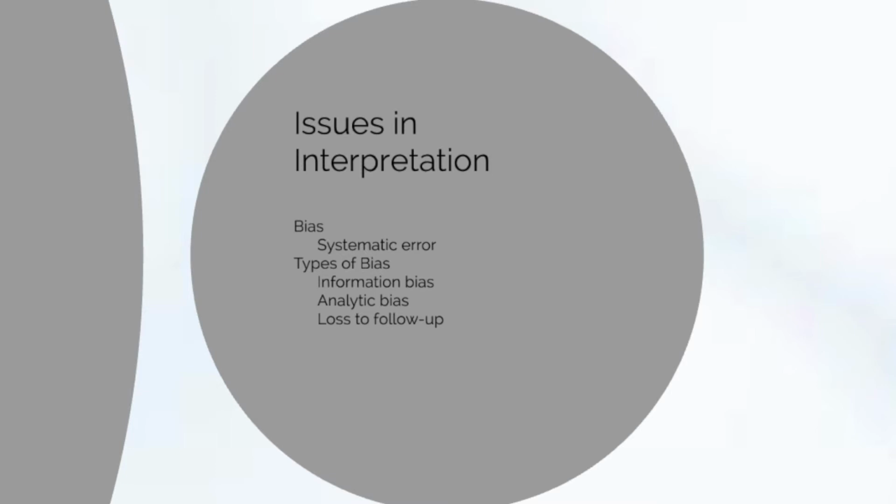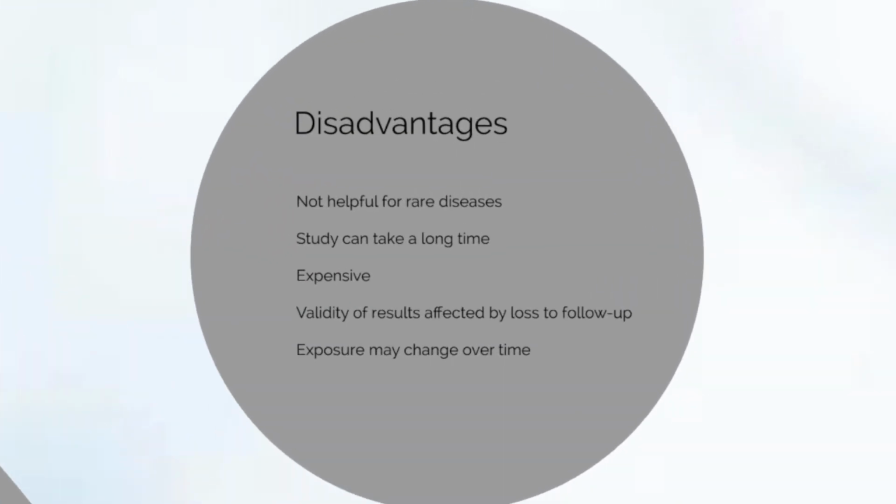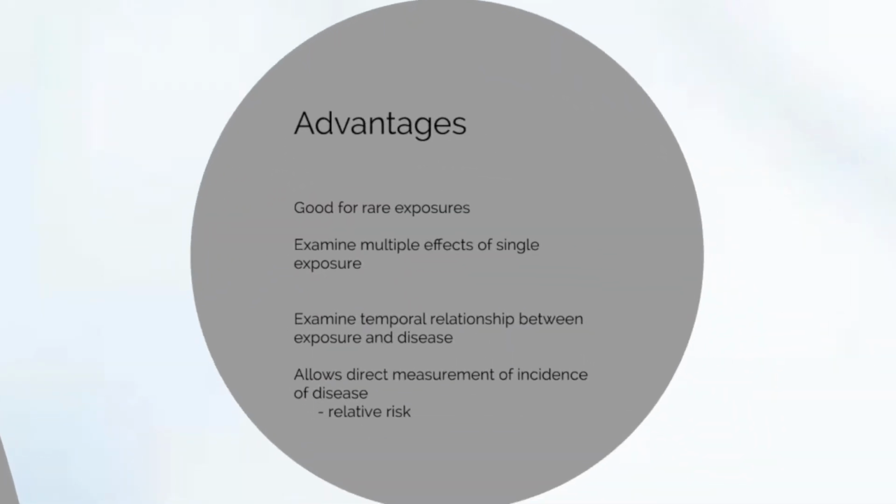Some disadvantages of a cohort study include that they're not helpful for rare diseases, the study can take a long time, it can be expensive, the validity of results is affected by loss to follow-up, and the exposure may change over time. Advantages include they're good for rare exposures, examine multiple effects of single exposure, examine temporal relationship between exposure and disease, and allows direct measurement of incidence of disease.